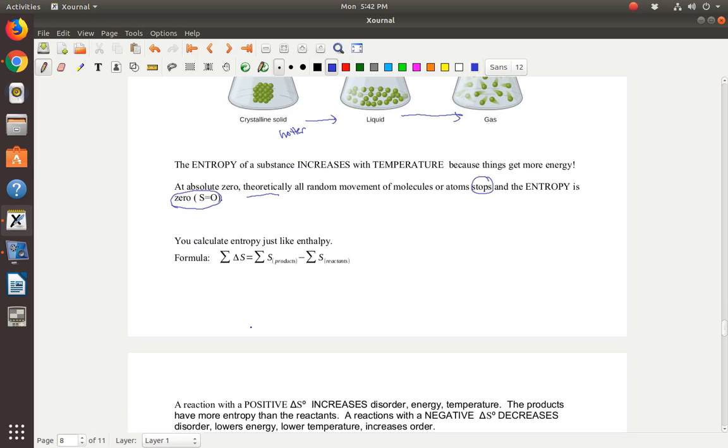Now we're going to calculate entropy just like we did enthalpy. It's delta S, and this is the summation again. The change in entropy is equal to the sum of the entropy of the products minus the entropy of the reactants. So the delta H was the sum of the heat of the products minus the sum of the heat of the reactants, and this is the same thing. Any delta is the second thing minus the first thing. And this still works because you normally have reactants on the left and products on the right. The reactants are the first thing, and then it forms new things, which is the second thing. So changes are always the second one minus the first one, just like delta T is the final one minus the initial one. Same thing with delta H and delta S.